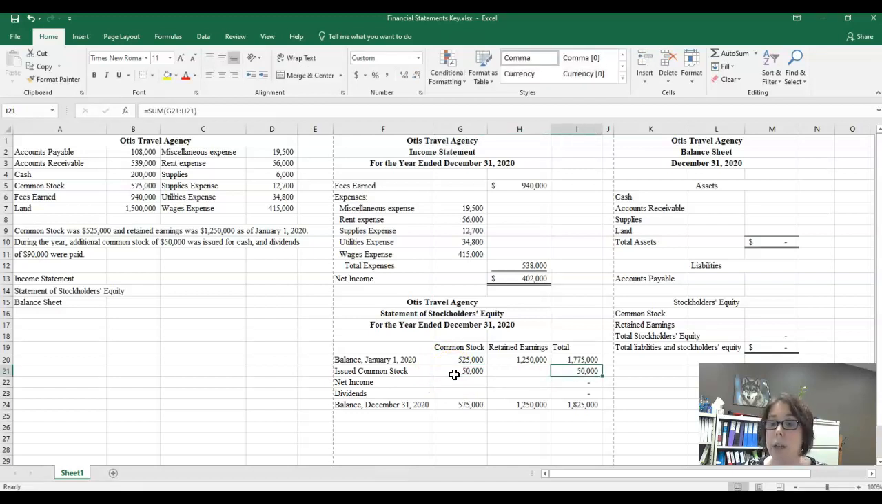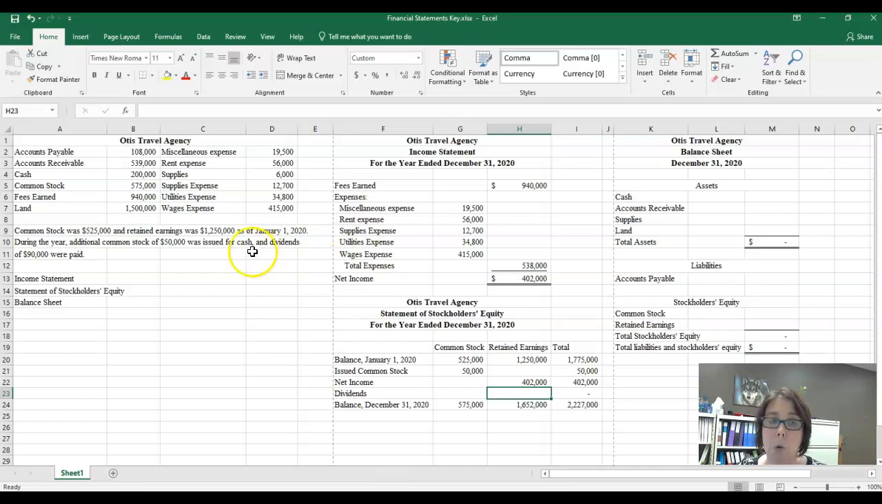Does not change the retained earnings, but that totals our issued common stock. We have net income. Net income came from your income statement. That affects retained earnings. So I will put the 402,000 in the retained earnings. Retained earnings is how much is left in the account. So make sure you don't put it in common stock. Common stock, we'll get into more detail, but that is a certificate that shareholders have in their hands. So net income does not increase common stock, it only increases retained earnings.